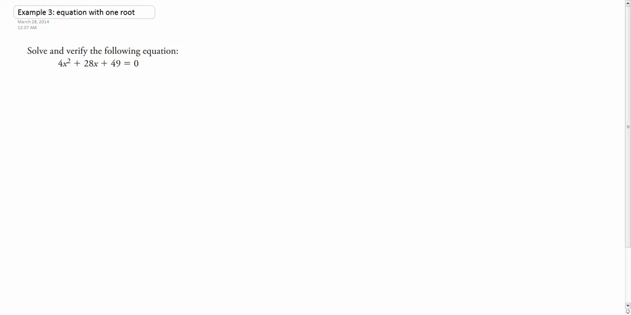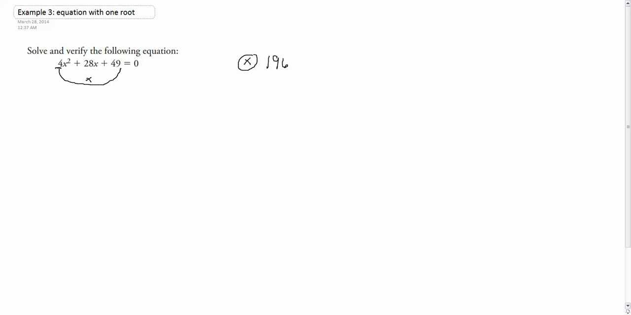So when we're in a situation where in front of our x squared term, our a component or parameter is no longer 1 but another number, we need to take this 4 and multiply it by the 49. We multiply those two together. When we do that, it gives us the number, which in this case is 196, and we want to get two numbers that are going to multiply to 196.